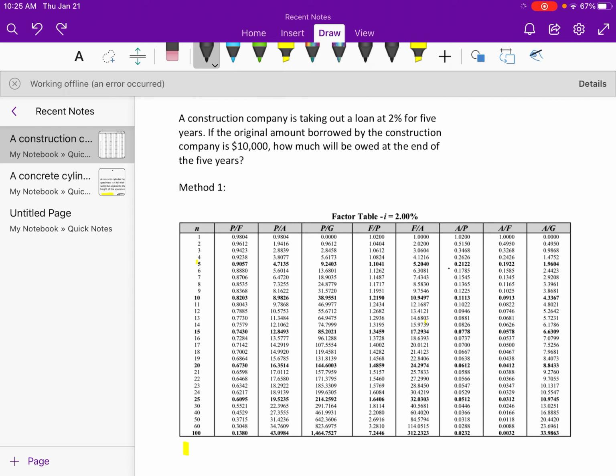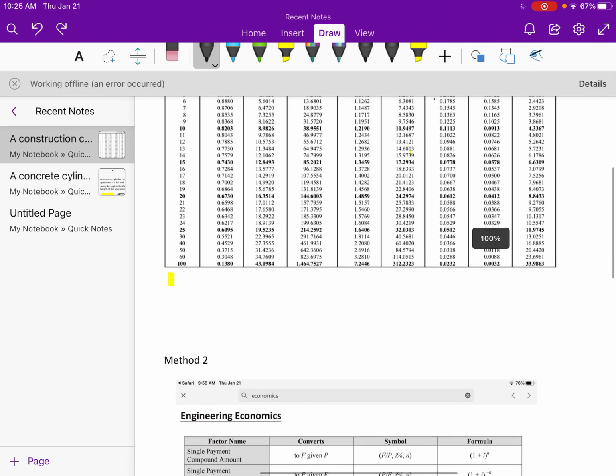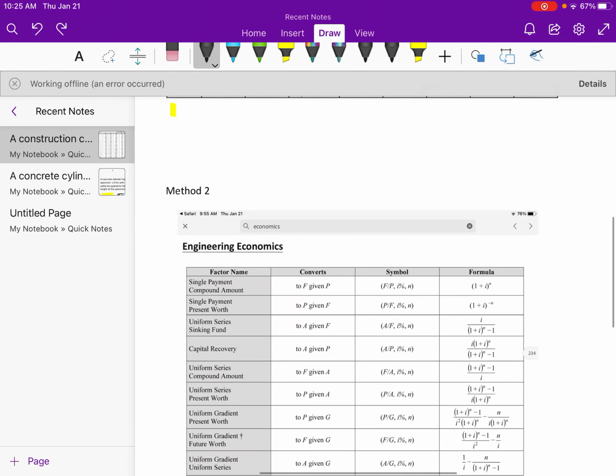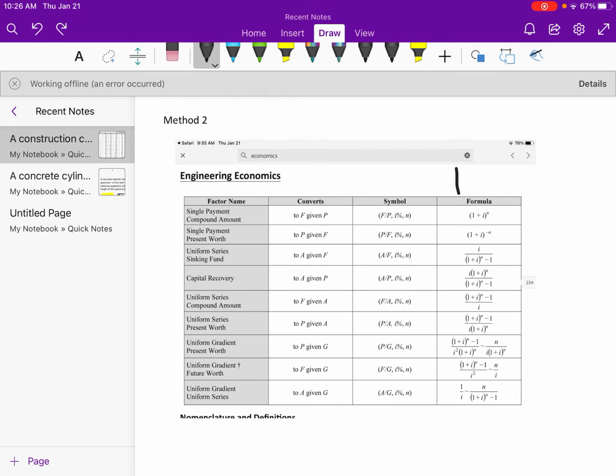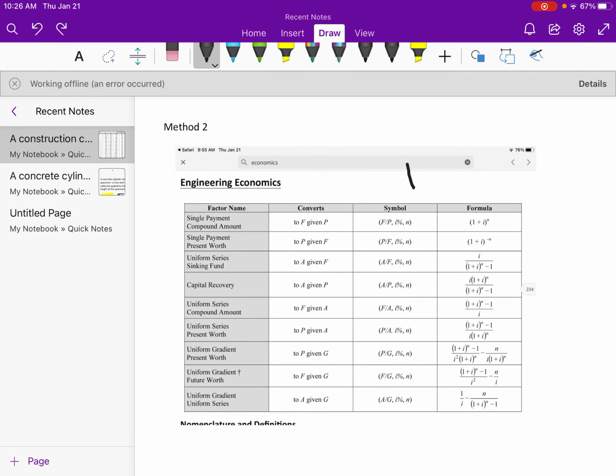The first is the factor table method, and the second is the formula method. The formula method may seem easier at first glance, and in some cases it is. However, once you start getting into more difficult parameters such as annuities and gradients, the formulas can get pretty tricky. Like, as you can see down here, some of these formulas are really, really hard to punch into your calculator. So that's just something you need to be aware of. But in this method, I think both are going to be pretty simple, so we'll go ahead and do both.